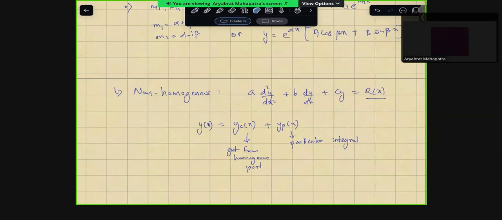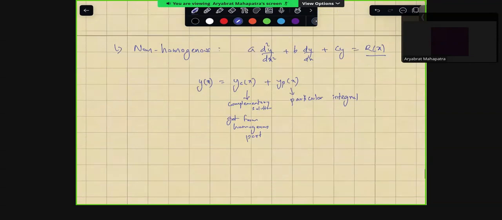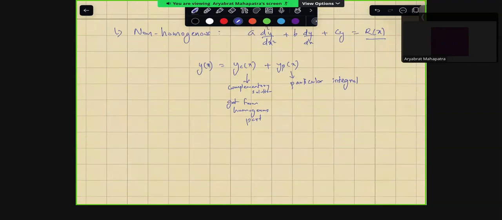This is a complementary solution. So this is a total solution of this kind of non-homogeneous type differential equation.